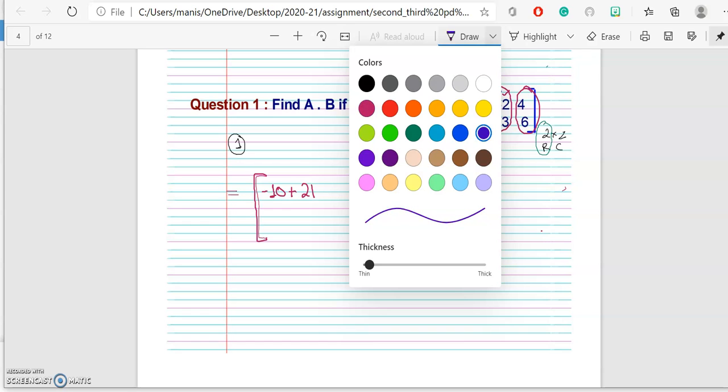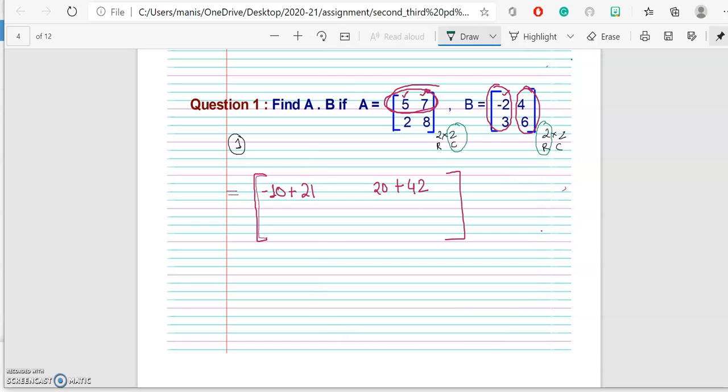Now I will go to the next part, which is this. I will multiply my second row with the first column and then with the second column. So 2 times negative 2 gives me negative 4. Put the plus sign on your own. 8 times 3 is what? 24. Now I have one more left over here. So I will multiply with this one also. 2 times 4 is what? 8, plus 8 times 6 is what? 48. So this is how I got all of this.